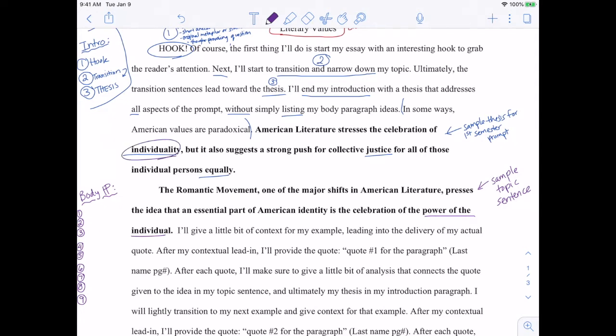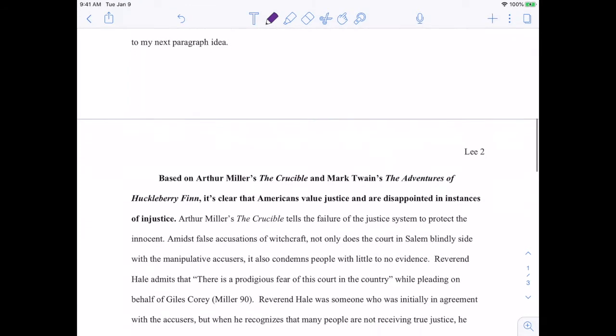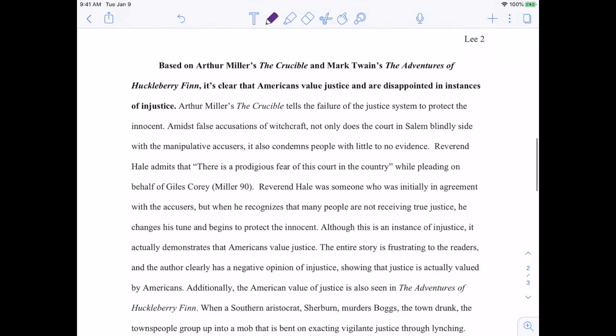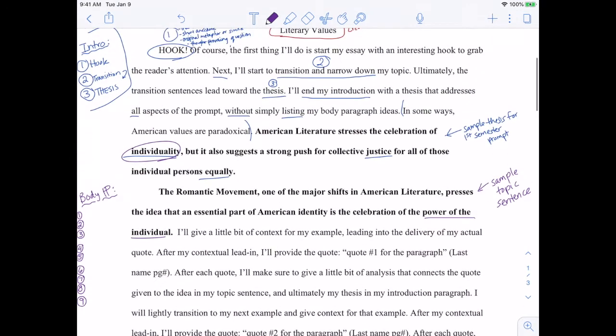Right? If you scroll down and go to my next topic sentence, it says, based on Arthur Miller's The Crucible and Mark Twain's The Adventures of Huckleberry Finn, it's clear that Americans value justice and are disappointed in instances of injustice. So then if I go back to my thesis, does it mention justice in my thesis? Yeah, right there. Notice that your topic sentences relate directly back to your thesis. Everything in your paper should ultimately support what you're saying in your thesis.